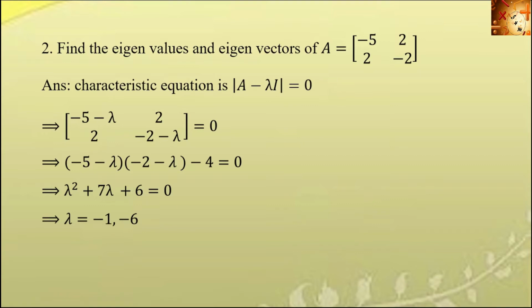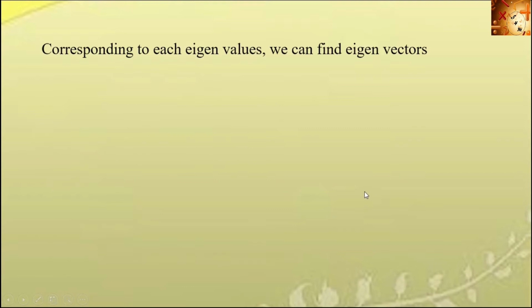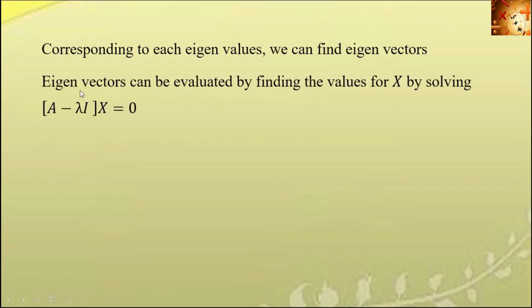Next we want to find the corresponding eigenvectors. So corresponding to lambda equal to -1, we get an eigenvector, and corresponding to lambda equal to -6, we have another eigenvector. Let's see. Corresponding to each eigenvalue, we can find the eigenvector by solving (A minus lambda I) into x equal to 0.